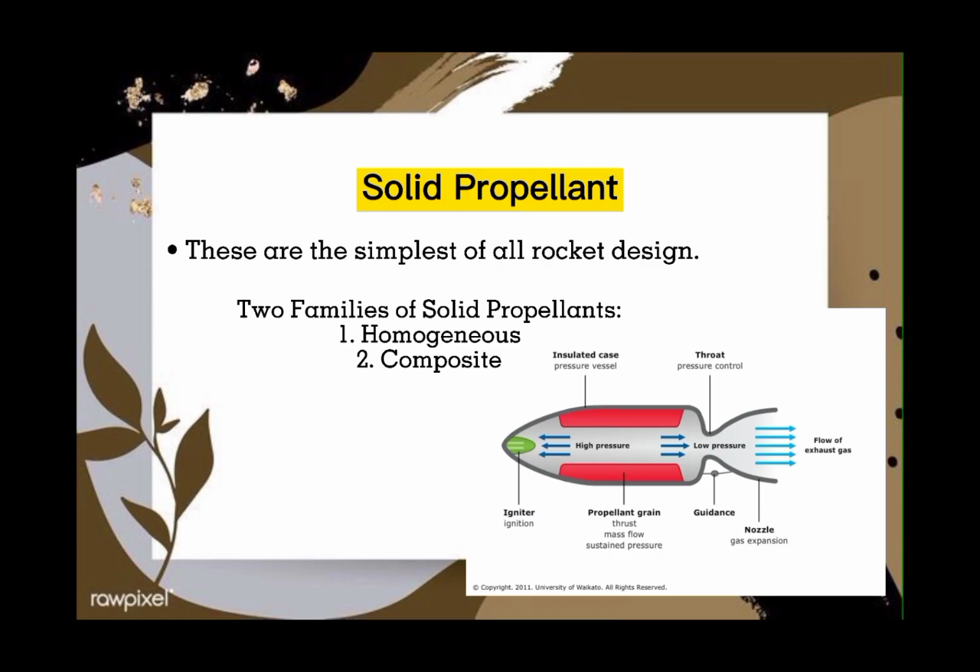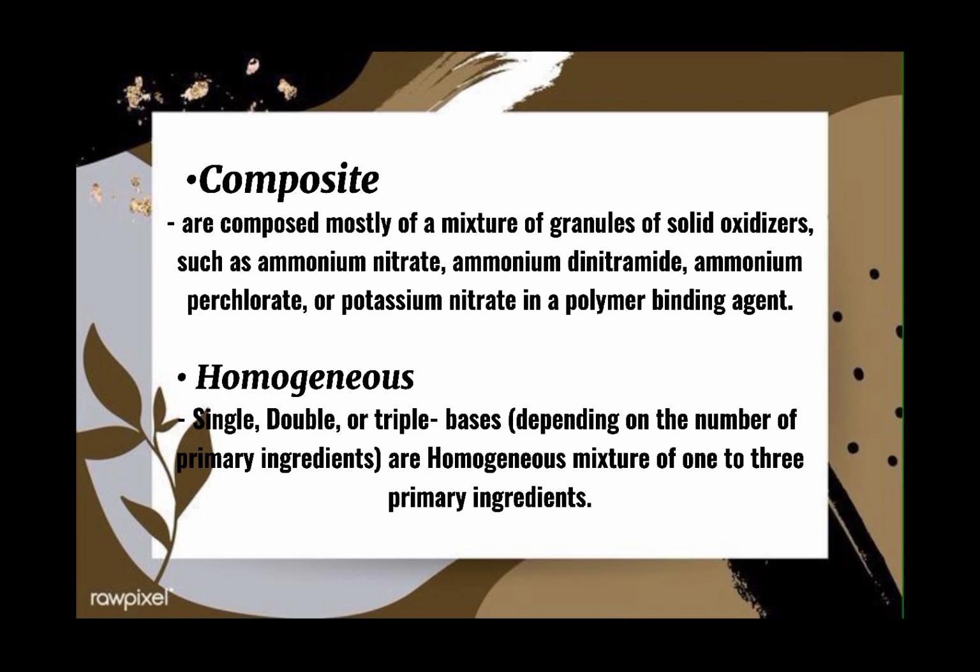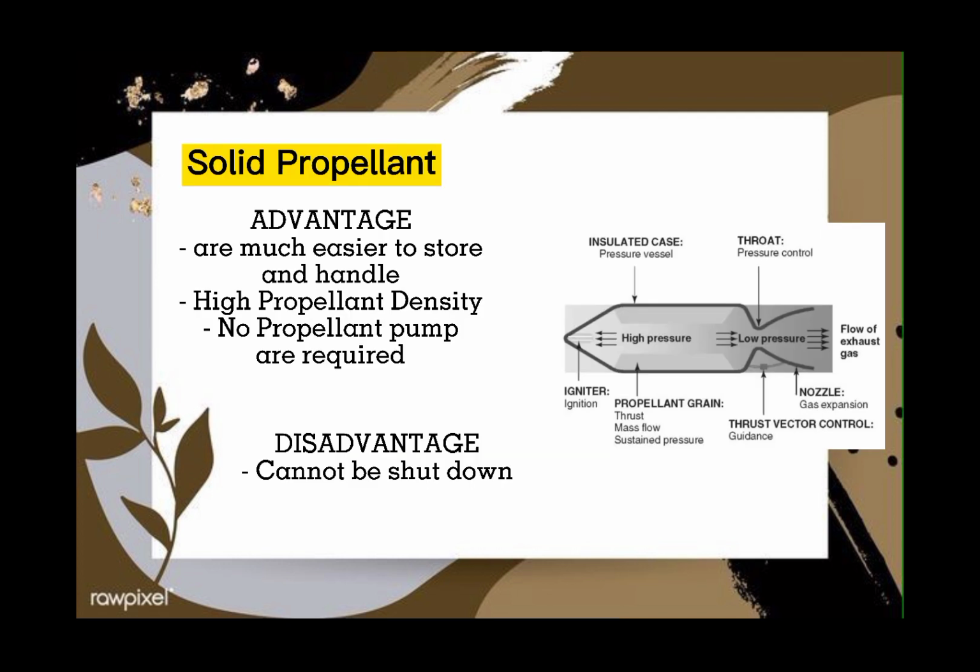There are two families of solid propellants, the homogeneous and the composite. Composites are composed mostly of a mixture of granules of solid oxidizers such as ammonium nitrate, ammonium dinitramide, ammonium perchlorate, or potassium nitrate, and a polymer binding agent. Homogeneous propellants, single, double, or triple base depending on the number of primary ingredients, are homogeneous mixtures of 1 to 3 primary ingredients. Solid propellant has advantages and disadvantages.